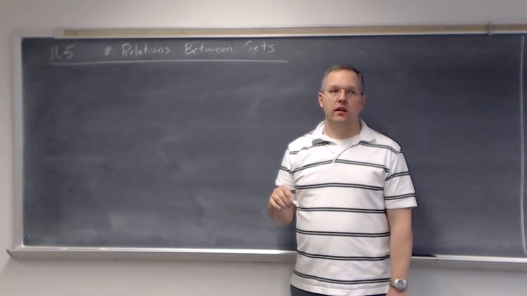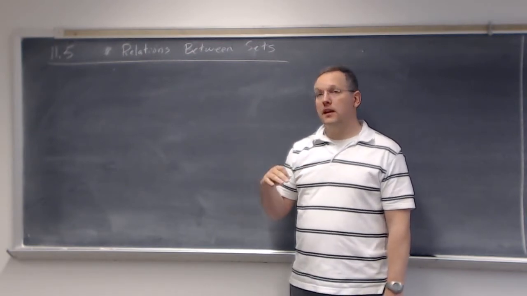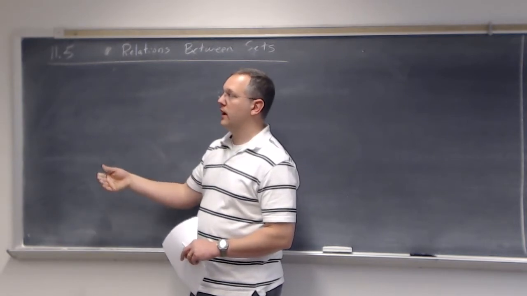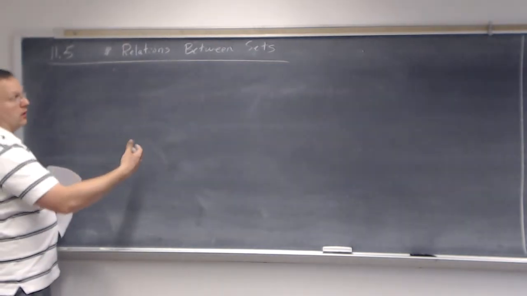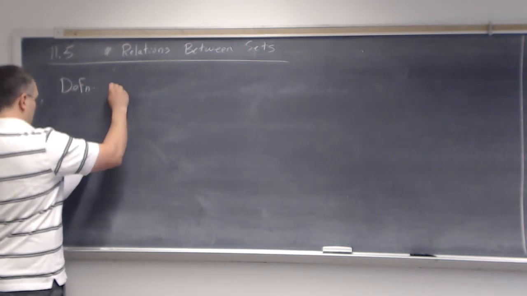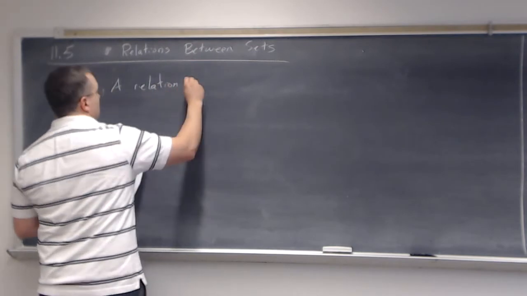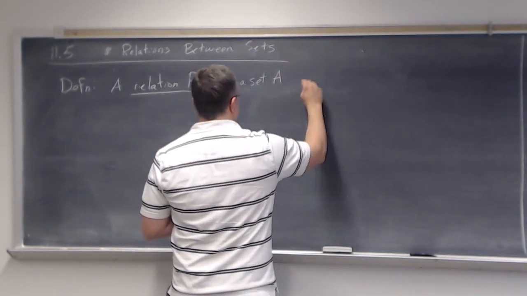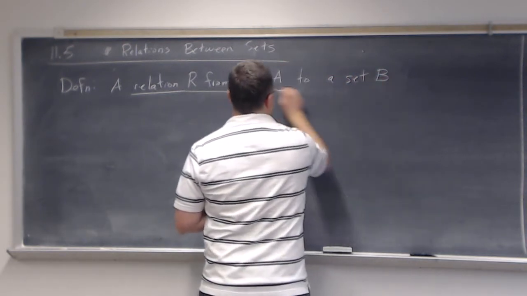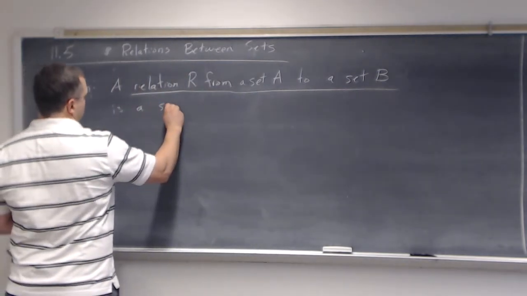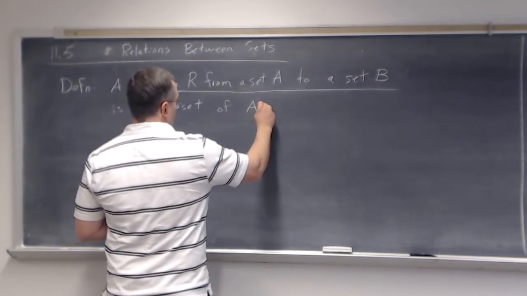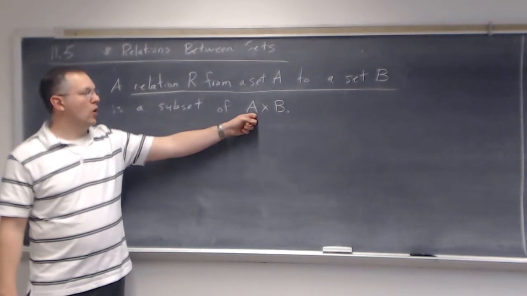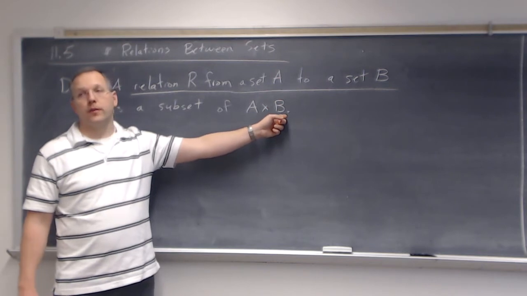So a relation on a set A is a subset of A cross A. So a relation from A to B is a subset of A cross B. So you just don't restrict the points to only using elements of one set. The first coordinates are from A, the second coordinates are from another set B. Our relation R from a set A to a set B is a subset of A cross B. Okay. So the only difference is in all the ordered pairs, the first coordinates are in A, and the second coordinate of every ordered pair is in B.